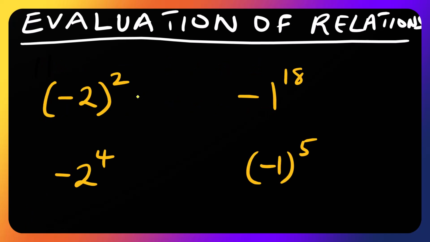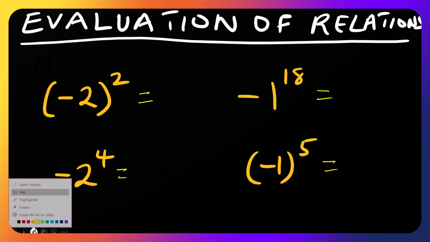Now, when you see minus 2, all squared, minus y without bracket to the power of 18, minus 1 to the power of 5, then minus 2 without bracket. So this side, no bracket here, and we have bracket here. We are going to observe the difference here. So pay attention.